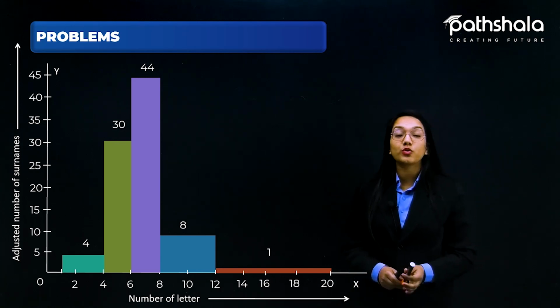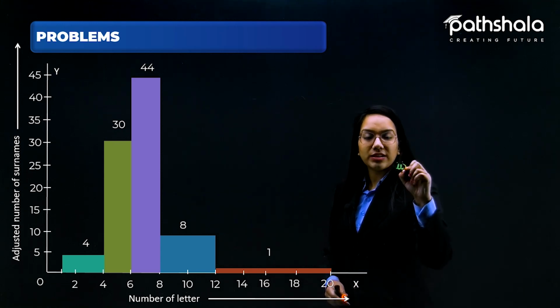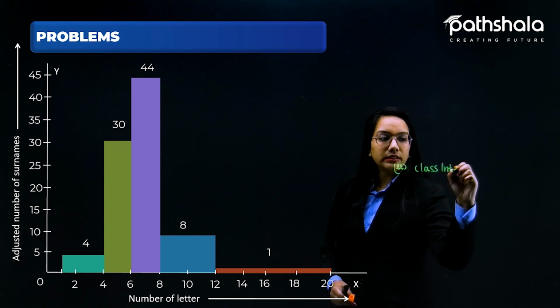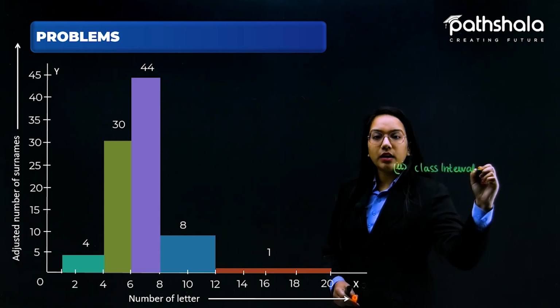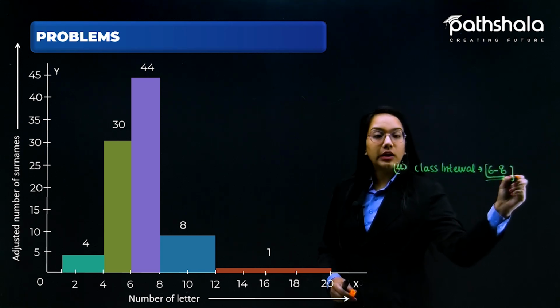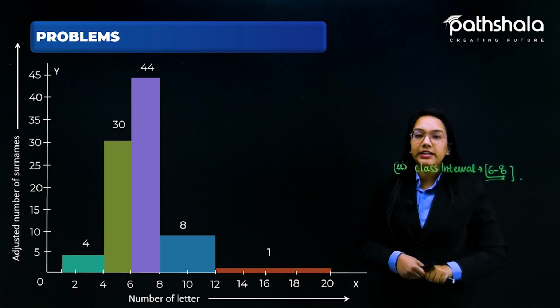The second question was which class interval has the maximum frequency. The class interval from 6 to 8 definitely has the maximum frequency. So the class interval 6 to 8 has the greatest frequency.